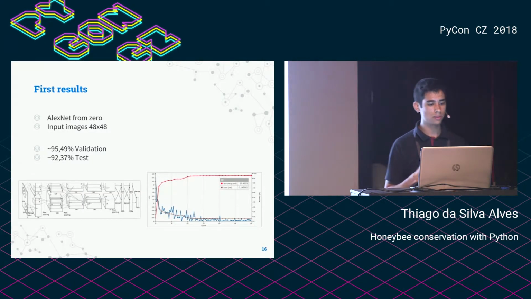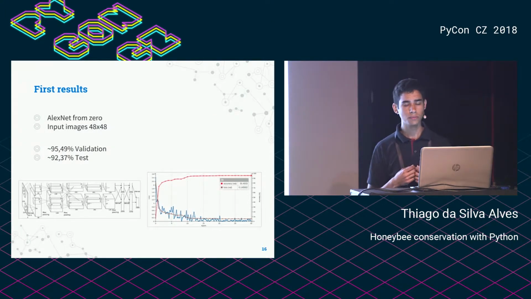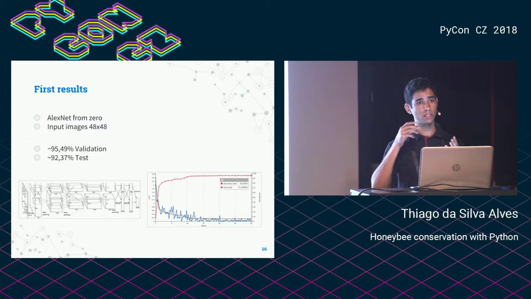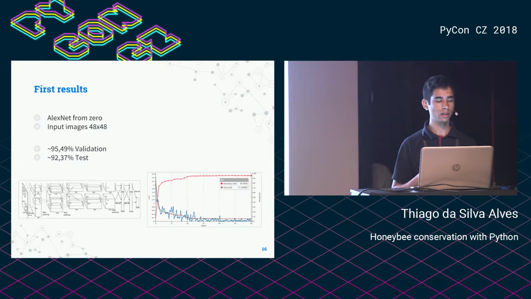And the first results that we got were from training using the AlexNet architecture. We trained this architecture from scratch, so we didn't have weights already trained on another dataset. We used as input images only the content inside of the cell, that is, an image of 48 by 48. With this, we got 95% accuracy in the validation set and 92% in the test set.